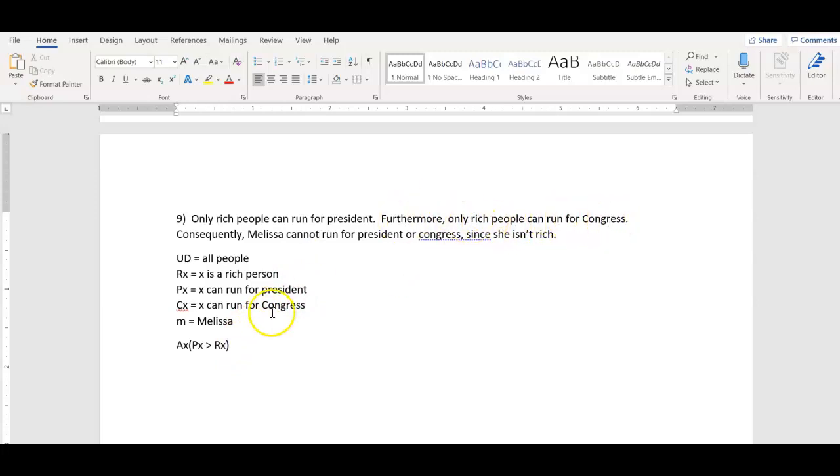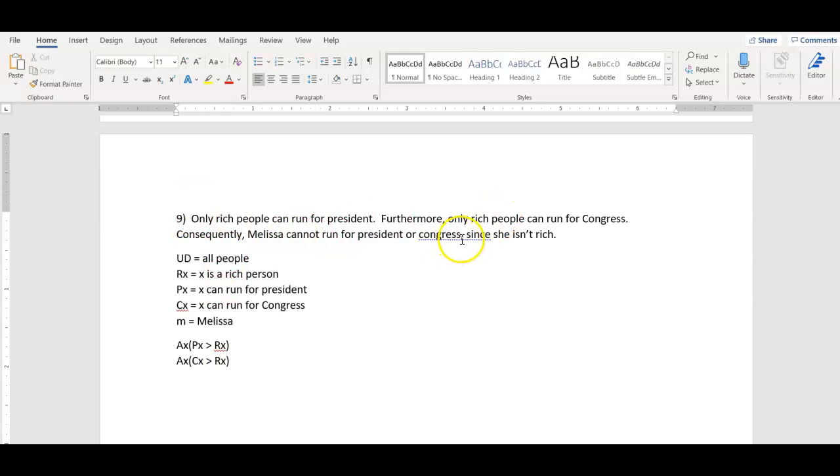Only rich people can run for Congress. Again, if we said all rich people can run for Congress, it would look like this. But again, we don't want to say all rich people. We want to say only rich people. So again, we're going to flip the order. Put the C here, and we put the R here.